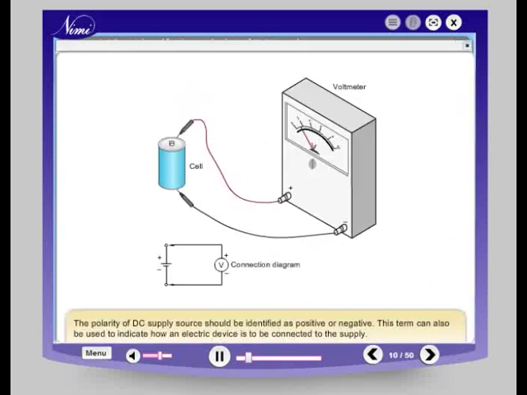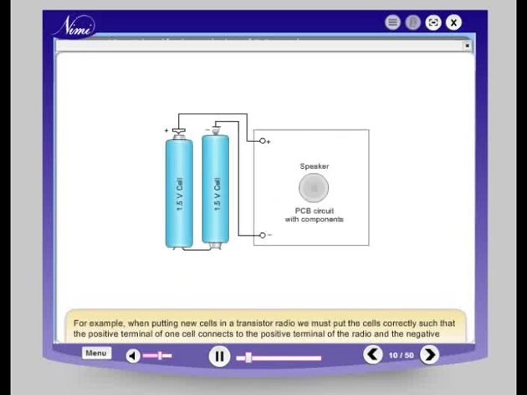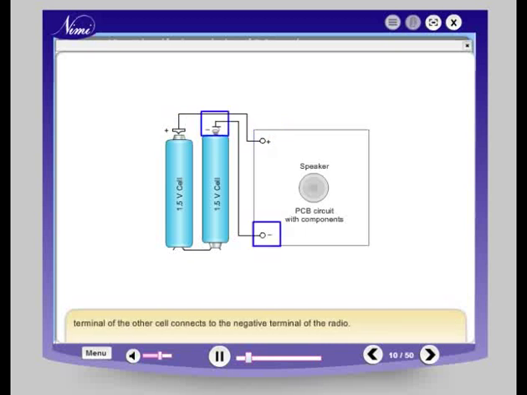The polarity of DC supply source should be identified as positive or negative. This term can also be used to indicate how an electric device is to be connected to the supply. For example, when putting new cells in a transistor radio, we must put the cells correctly such that the positive terminal of one cell connects to the positive terminal of the radio, and the negative terminal of the other cell connects to the negative terminal of the radio.